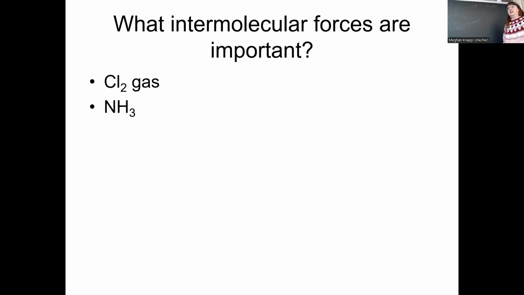Okay. It does, in fact, have London dispersion forces, and it is a polar molecule, but because it has nitrogen-hydrogen bonds, that was one of our three, that's going to be hydrogen bonding. Okay?